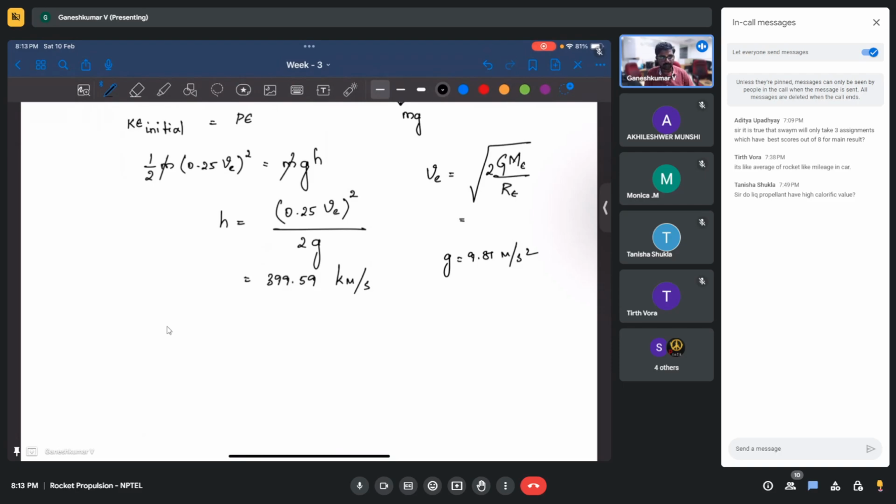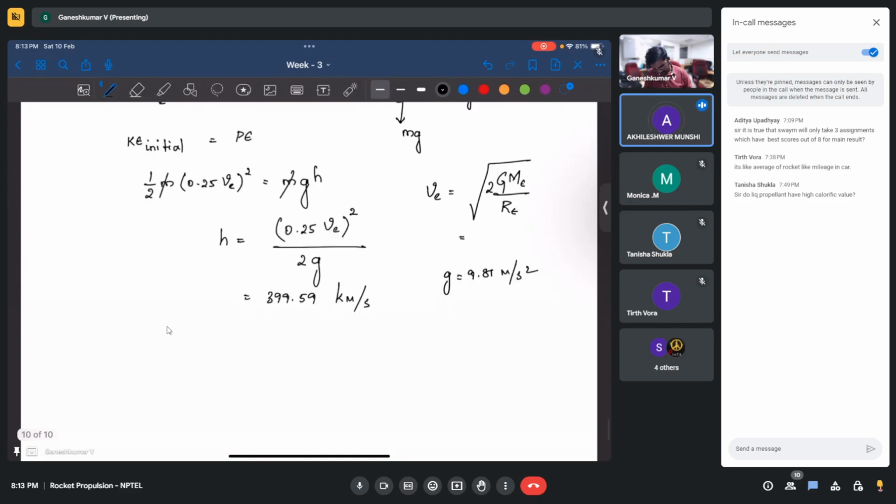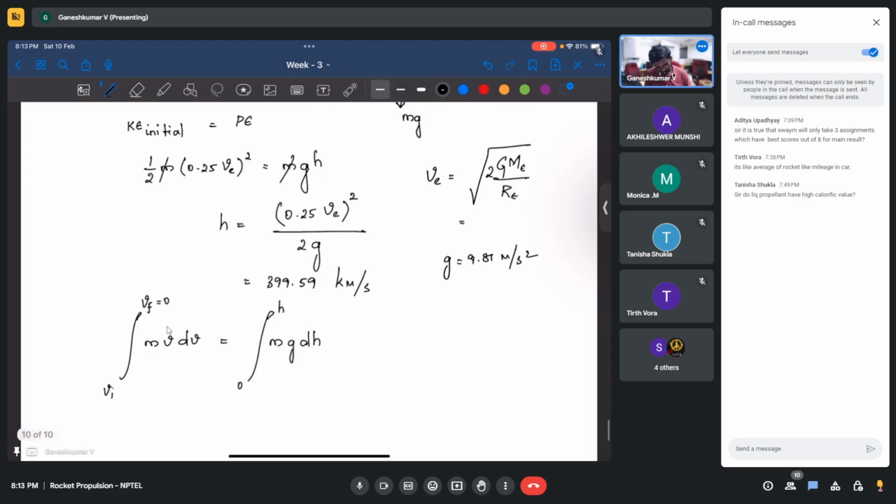as it goes above, the g decreases, right? So if you consider it, the results will vary. Yeah, the g would reduce and h will increase. Okay, so how do we do it? Let's say from initial velocity to the final velocity, which is going to be 0, integral of mv dv is equal to integral of mg ph 0 to h, right?